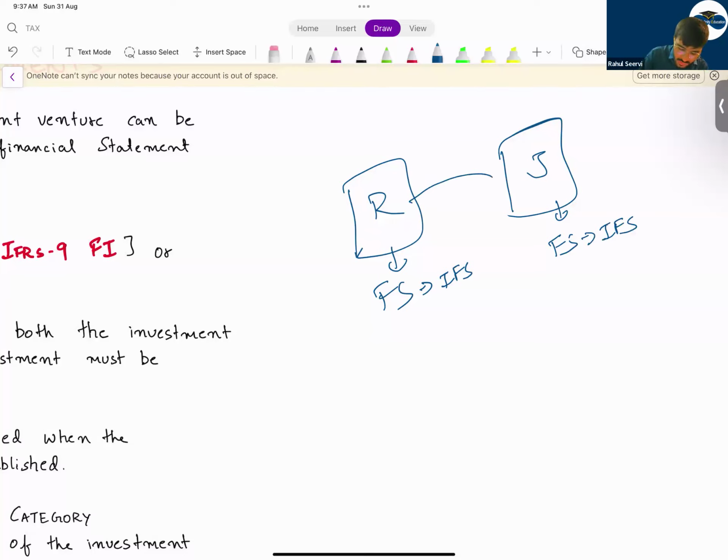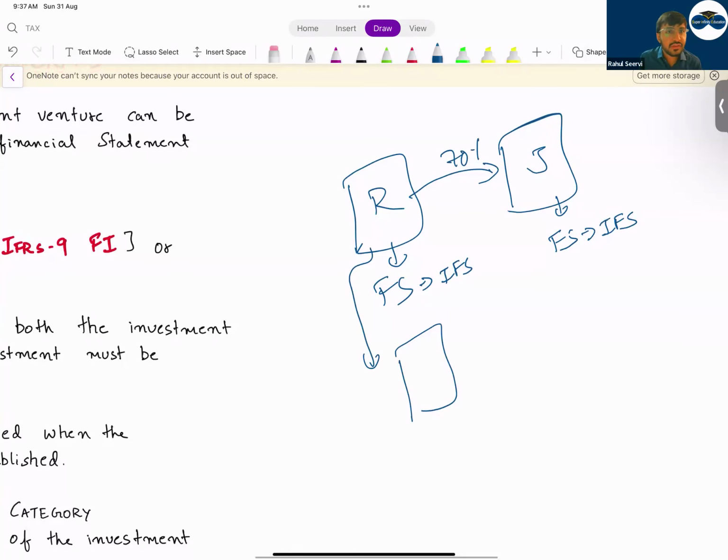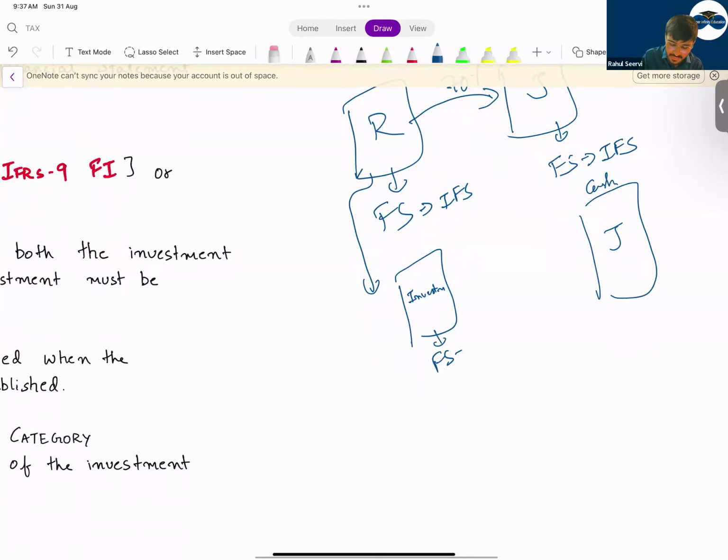Now, I say Reliance acquired Jio 70%. Then what will Reliance do? Reliance will show in its balance sheet an investment in Jio. Once they show investment in Jio, will Jio company show anything? Nothing. Jio company will say that we have received the cash. Simple. So these financial statements will be known as separate financial statements.